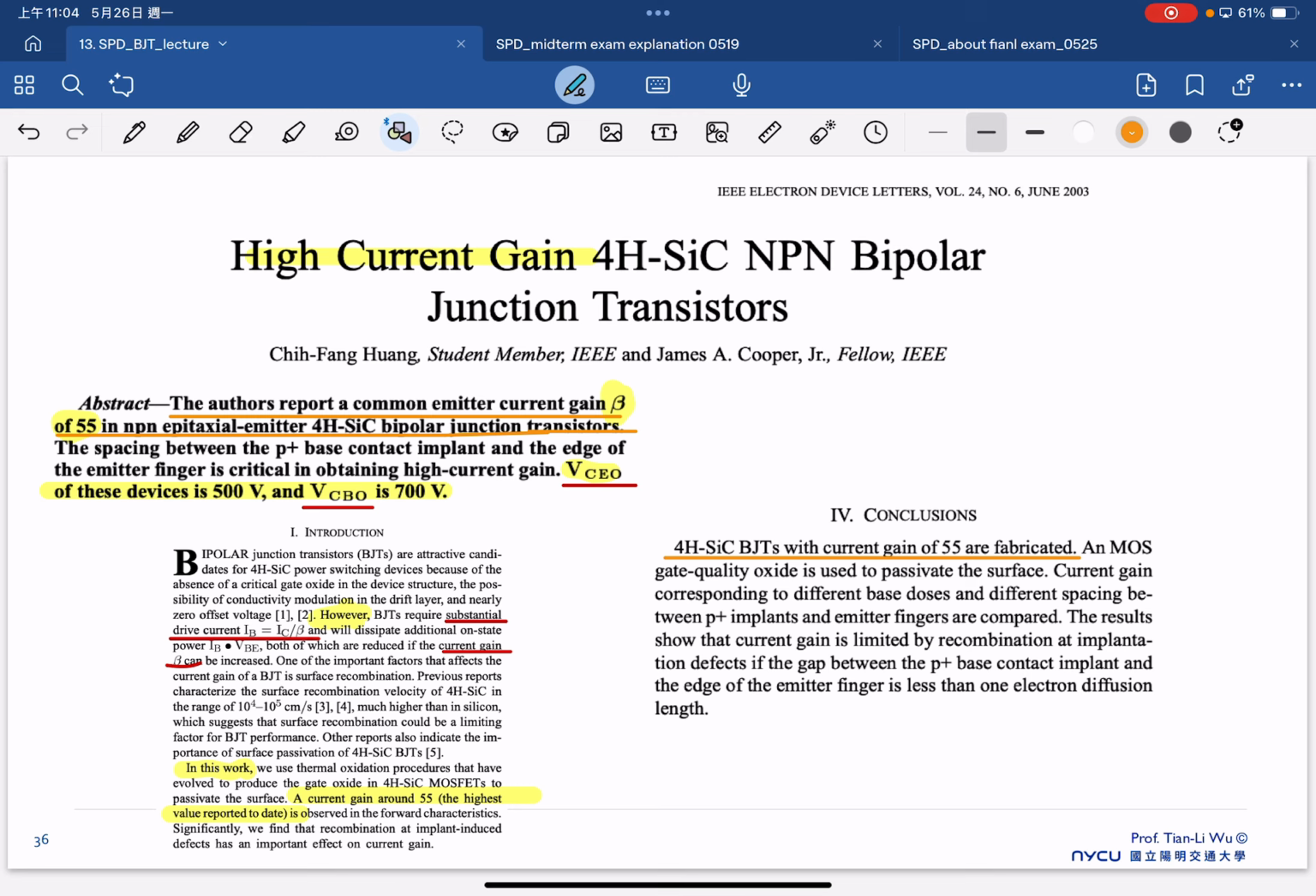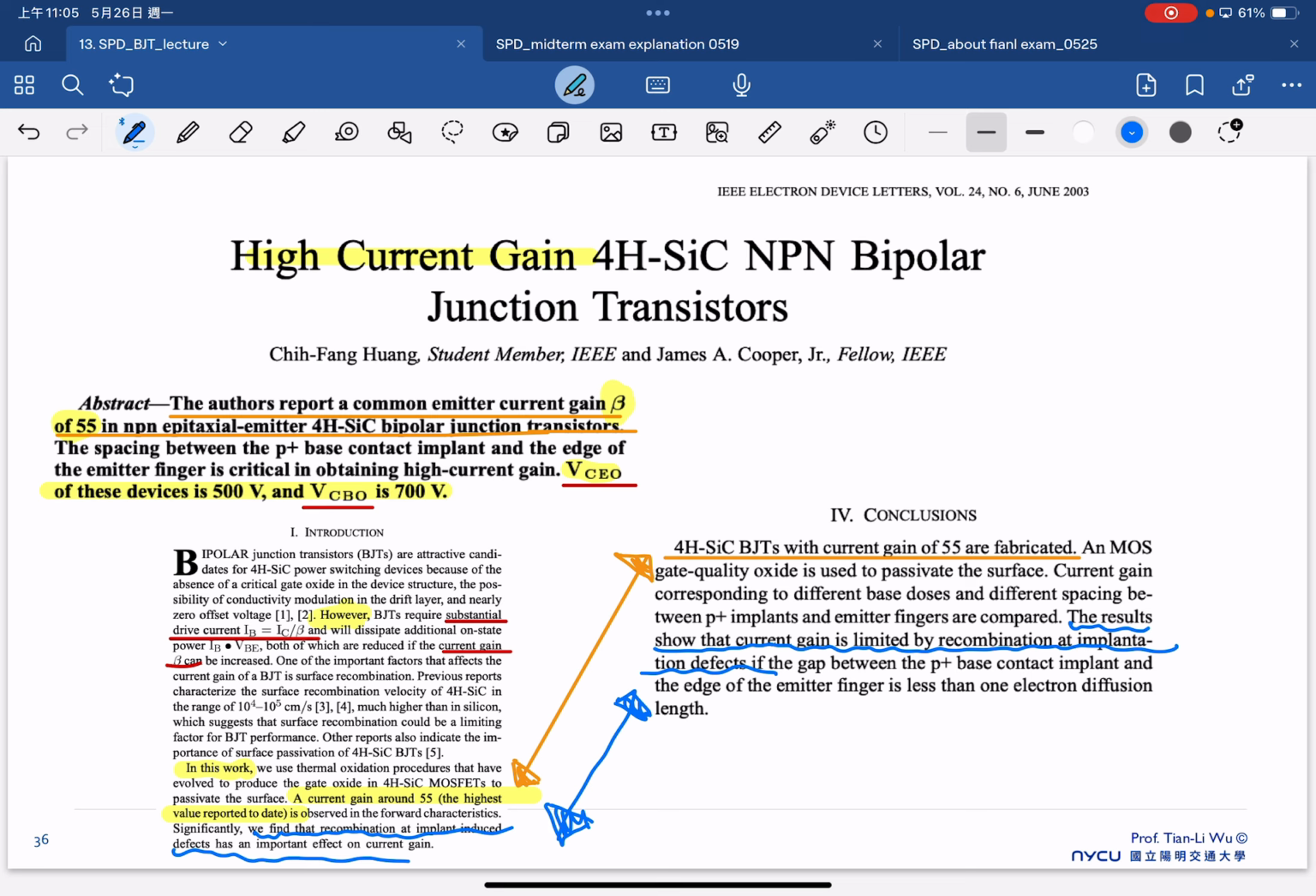So 4H silicon carbide BJTs with a current gain of 55 are fabricated. So this is exactly to illustrate the same result. And also this one, the result shows that current gain is limited by recombination and implant. So this is exactly the same sentence, but rephrased in the conclusion, and because it is an important result, it has to be mentioned again to give a strong conclusion. So that's the paper for this one.